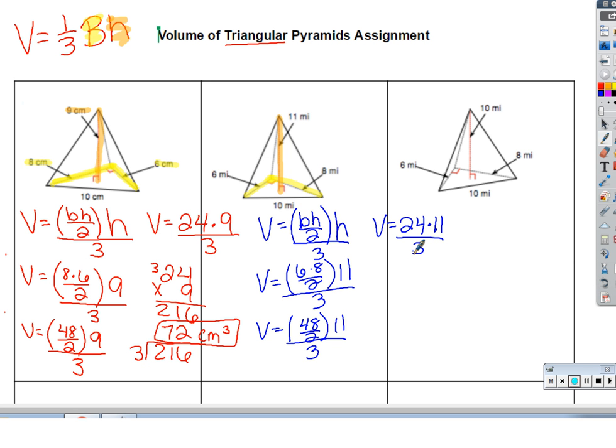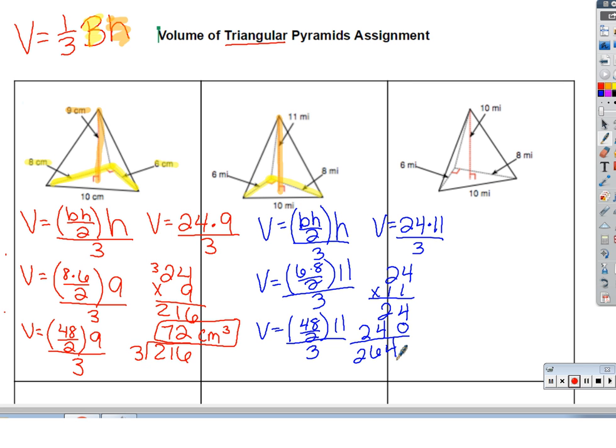We got to finish the top, right? So we still have to do 24 times 11. 1 times 4 is 4. 1 times 2 is 2. Add our 0, we get 264. Good job.